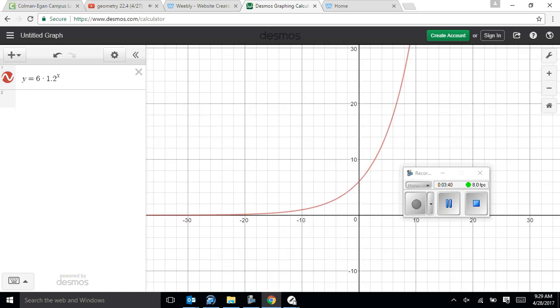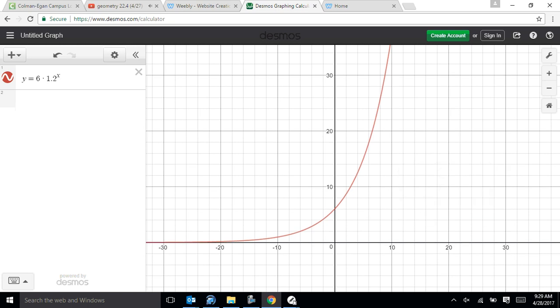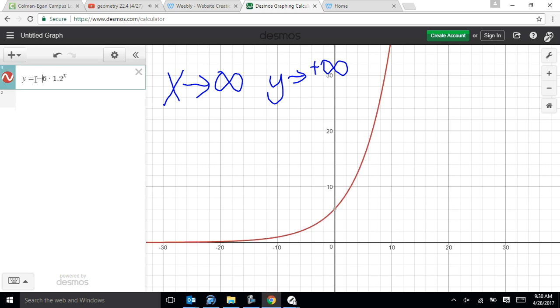All right, so where's this graph going? Is this one increasing or decreasing? Increasing, right? Because as we move to the right, it's pointing to positive infinity. So what would we say about the end behavior? As x goes to positive infinity, as we move right, our y is going towards positive infinity.